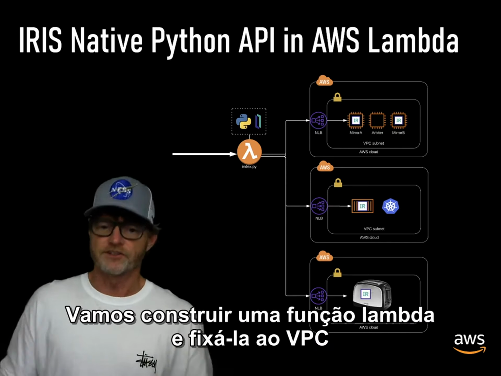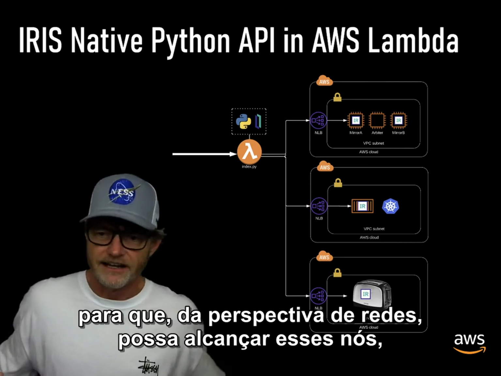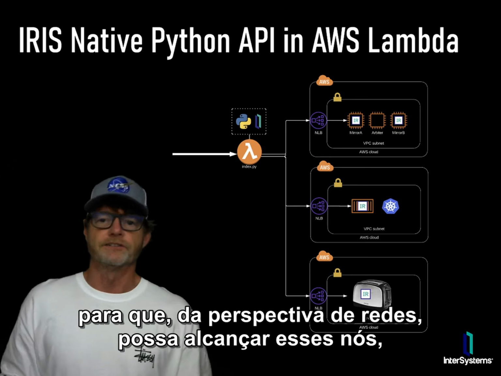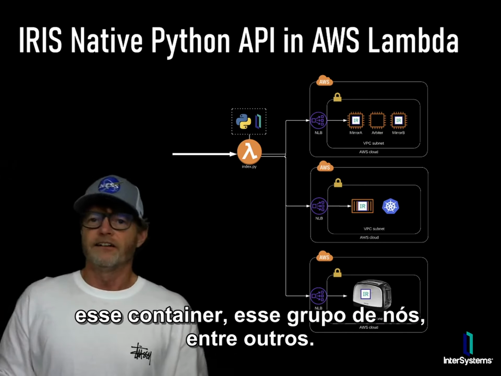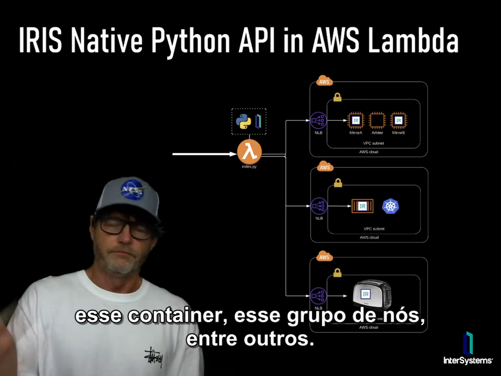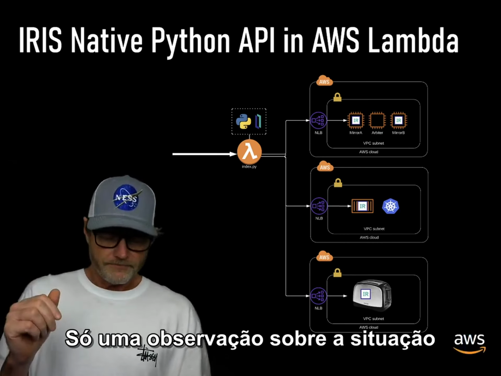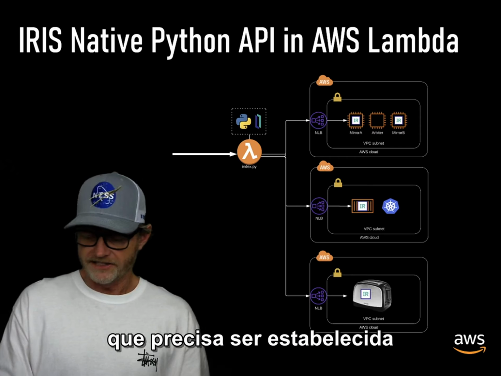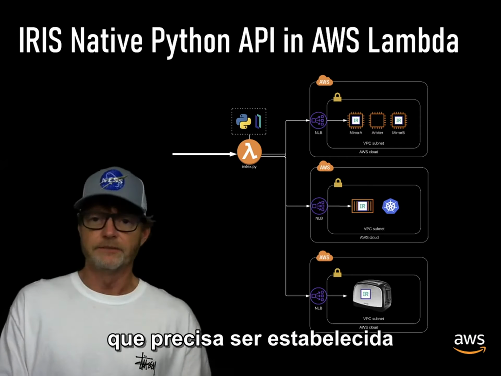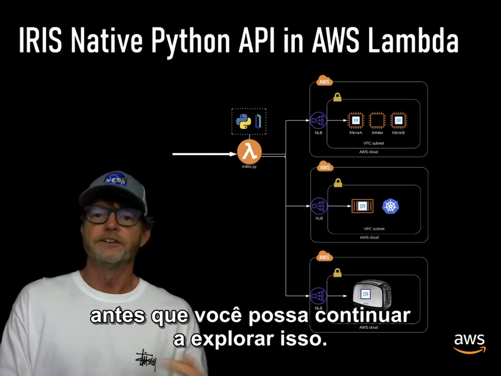Because when we build a Lambda function, we're going to glue it to that VPC so that from a networking standpoint, it can reach those nodes, that container, that node group, whatever it is. So just a quick note on the situation that has to be set up before you even continue to play with this thing.